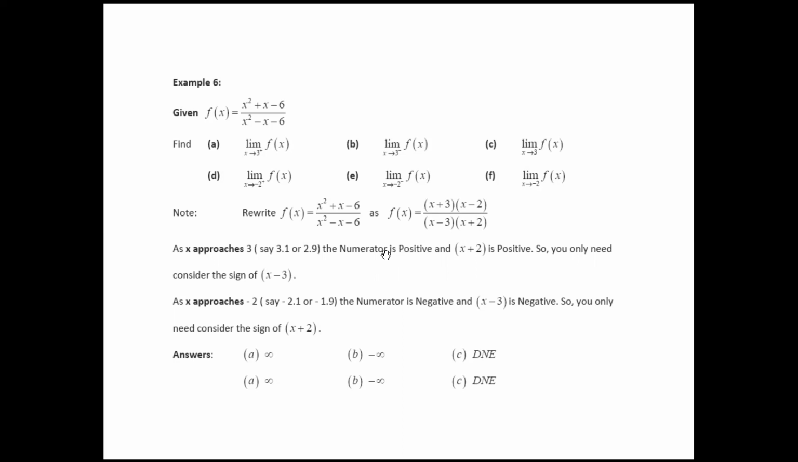So if we take a number now, we're approaching 3 from the right. So a number to the right of 3, this is going to be positive. So based on what we see, this is going to be positive infinity.